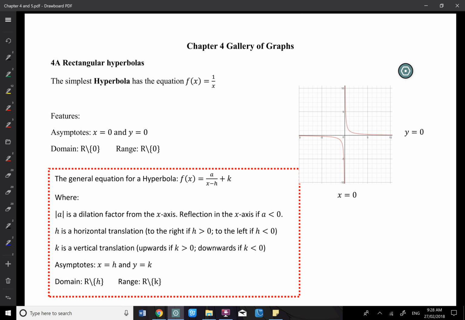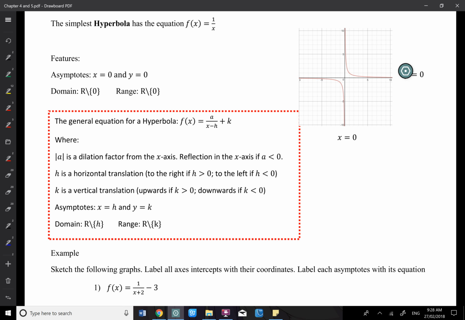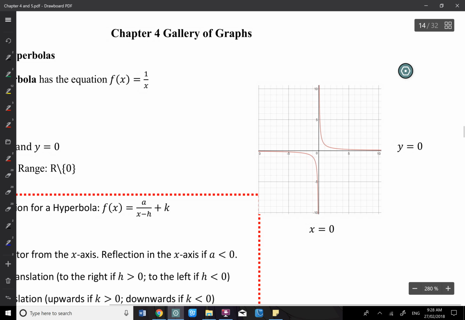And then you have two branches of the curve, and you need to make sure where the axes are and where the x-intercept and y-intercept are. Also, we have the domain and range. We discussed the domain and range for this graph. We can see this graph can take all the x except the asymptotes.